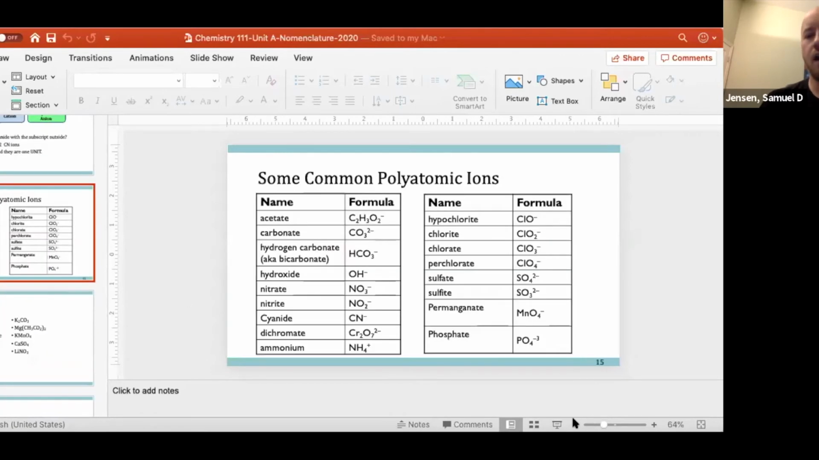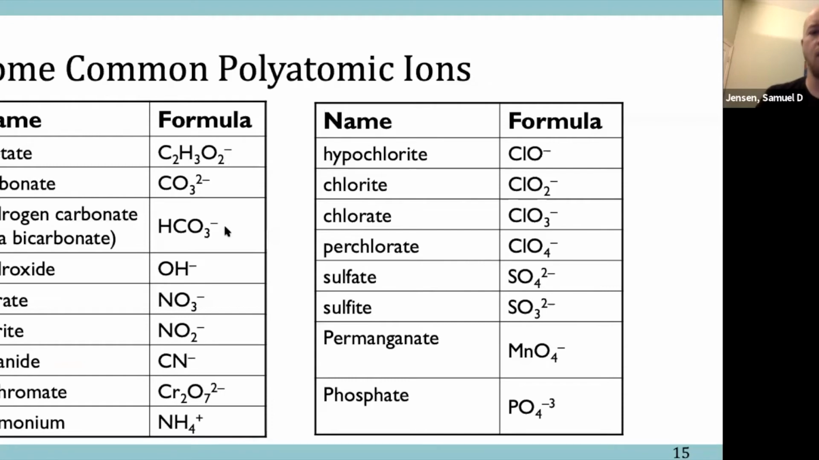So the polyatomic ions' charges don't change. You need to know what the charge on a hydroxide is. Hydroxide is OH negative. You need to know the name, the formula, and the charge. Acetate is C2H3O2 negative. It is an organic molecule with a negative charge, so it is an ion. It is one big bulk of stuff that travels around with a negative charge.